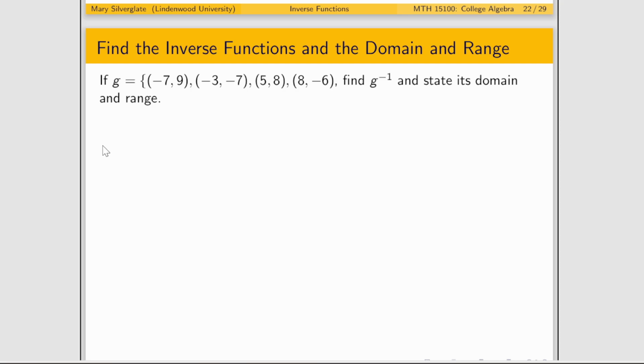So I want you to go ahead and pause this video and try this problem yourself. So here, first let's talk about what even the inverse function would be.